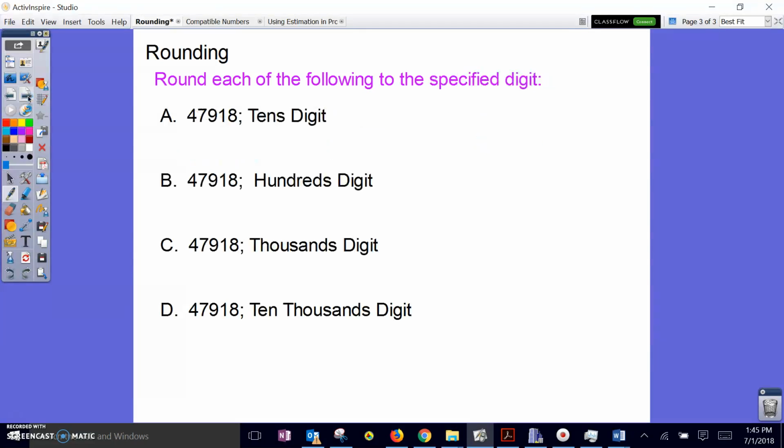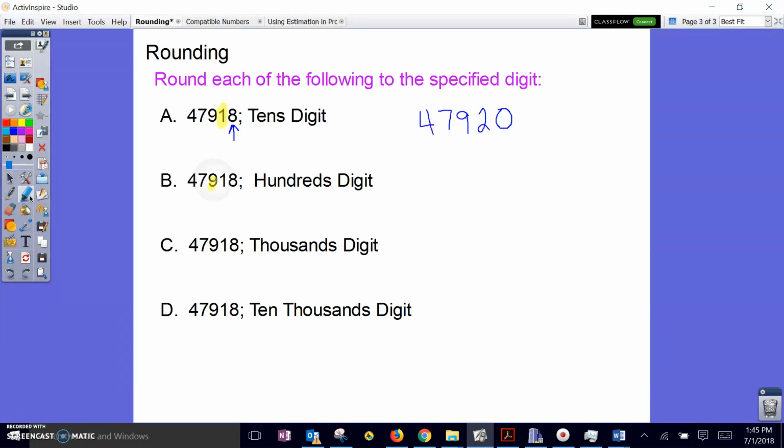On this last page, we're going to round each to the specified digit. So first we identify the rounding digit, the tens digit. That's the 1 here. And so we want to look at the digit to its right. 8 is 5 or above, so we're going to round up. We leave everything to the left of the rounding digit the same. Round the 1 up to a 2, and everything to its right becomes a 0. So that would round to 47,920 if we round to the tens digit.